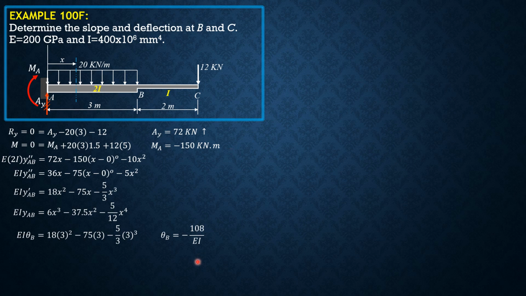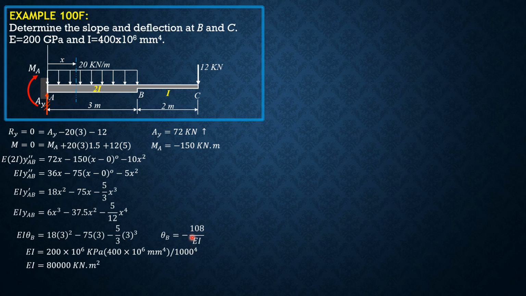So since EI is 200 times 10 to the 9 pascals, or 200 times 10 to the 6 kilonewton per meter square, times I, 400 times 10 to the 6 mm to the fourth. We divide this by 1000 to the fourth to make this meter to the fourth. So kilonewton per meter square times meter to the fourth, that would be 200 times 400. We can cancel 10 to the 6, 10 to the 6, and 1000 to the fourth. So that's 80,000 kilonewton meter square. That's the value of EI.